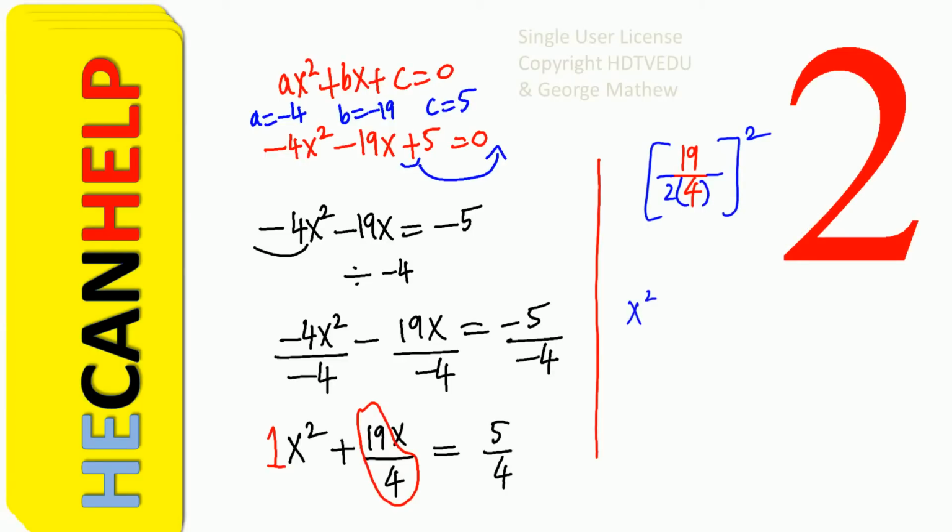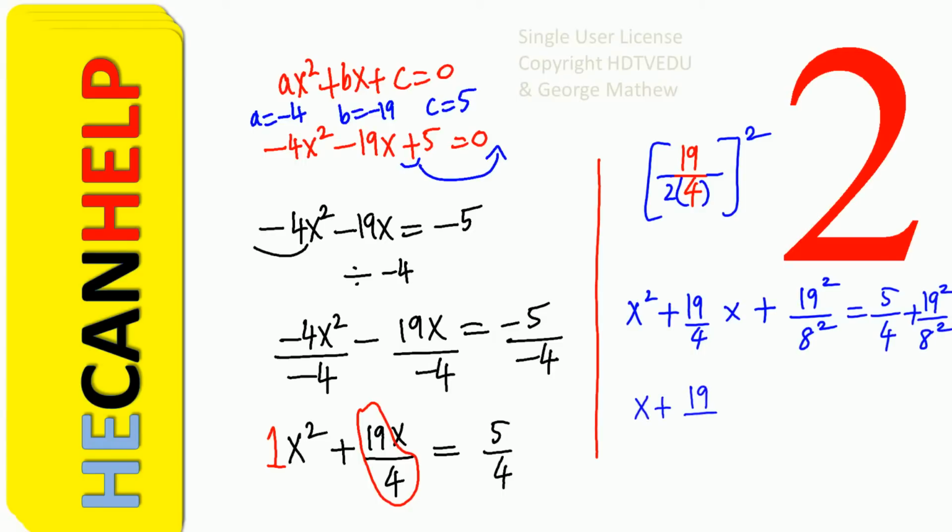So we get x squared plus 19 over 4 x plus 19 squared over 8 squared, and that is equal to 5 over 4 plus 19 squared over 8 squared. The left side is nothing but x plus 19 over 8, the whole squared, and that is equal to 5 over 4 plus 19 squared over 8 squared. So this is 5 over 4 plus 19 squared. 19 squared is 361. 8 squared is 64.